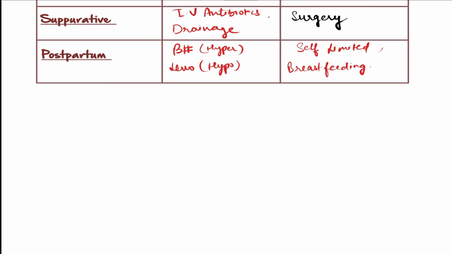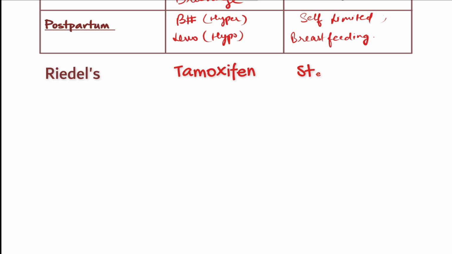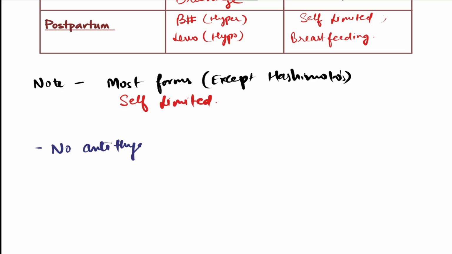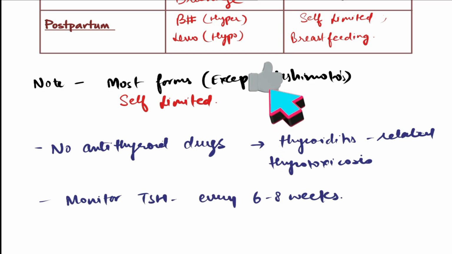And lastly, in case of Riedel thyroiditis, tamoxifen is the first line of treatment and corticosteroid if pain is present. Note, most forms except Hashimoto's are usually self-limited. Hypothyroid phases in subacute, silent, and postpartum thyroiditis are frequently temporary, but follow-up is essential to rule out persistence. No antithyroid drugs are used in thyroiditis-related thyrotoxicosis because it is due to leakage, not increased synthesis of thyroid hormone. Monitor TSH every 6 to 8 weeks during recovery phase.